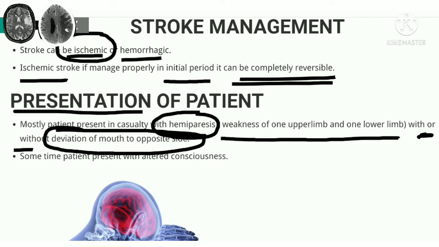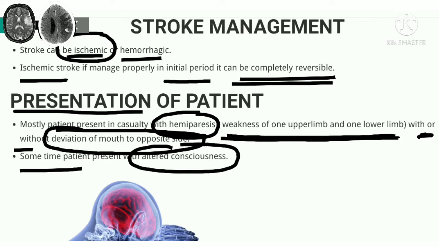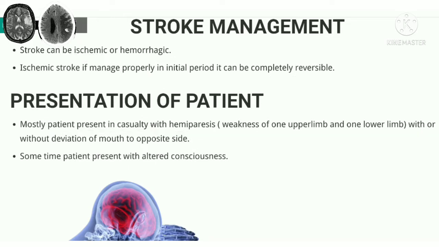What is the meaning of hemiparesis? Hemiparesis means weakness of one upper limb and lower limb. Okay. Sometimes, if the stroke area is large, then the patient may also present with altered consciousness or altered sensorium. Okay. Sometimes it can be a presentation.